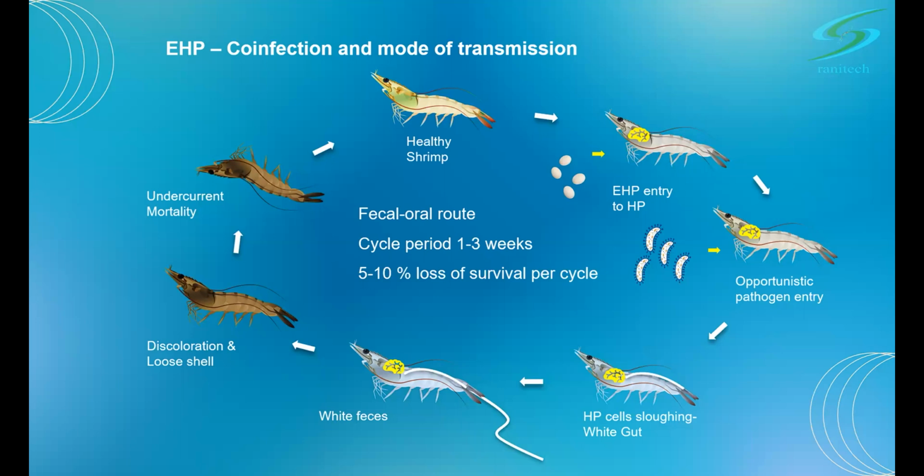And this kind of mortality is not visible in general. So we don't see huge mortality like in white spot, or a large mass of animals swimming around. So it looks like everything is normal. We may find 1 or 2 dead animals, but ultimately we will be losing like 5 to 10% survival for every 3 weeks. This may vary, like 1 to 3 weeks.